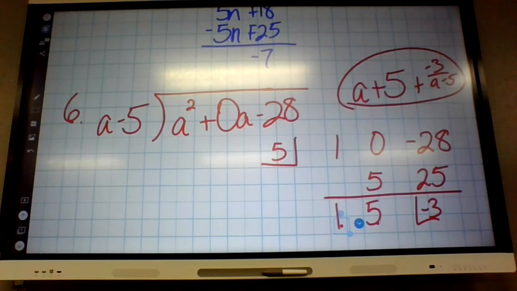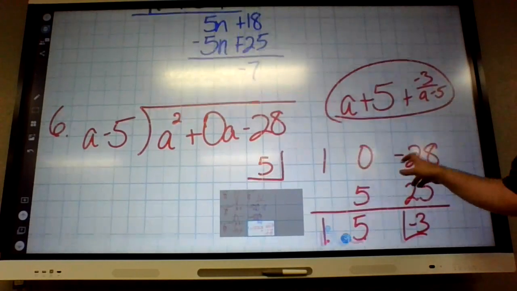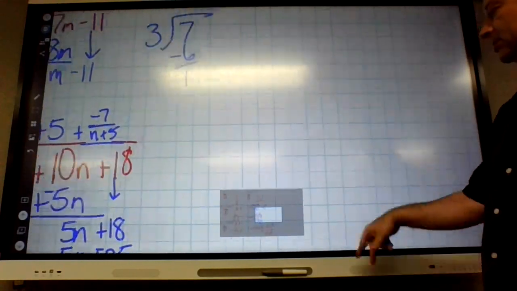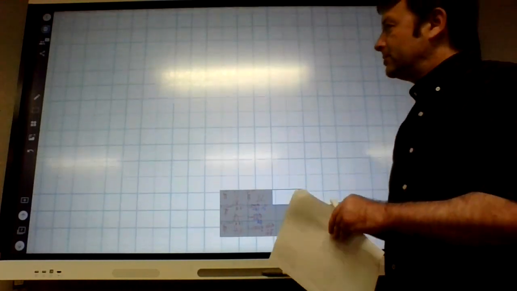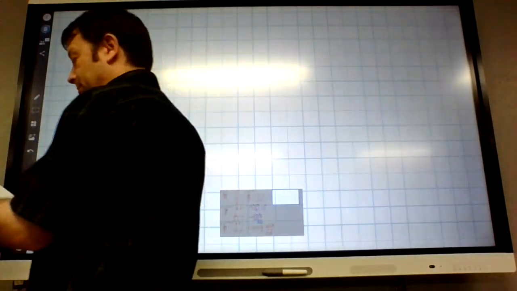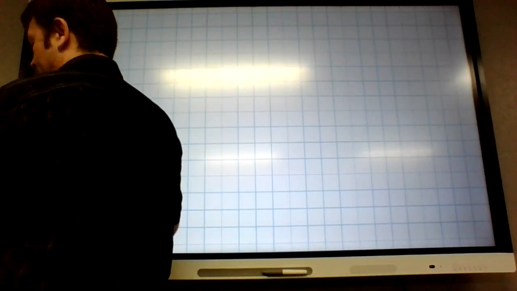On the Friday homework, all the synthetic ones had a zero remainder, which made it a little bit easier to check. It's not like it's hard to do a little number. I'm crying.